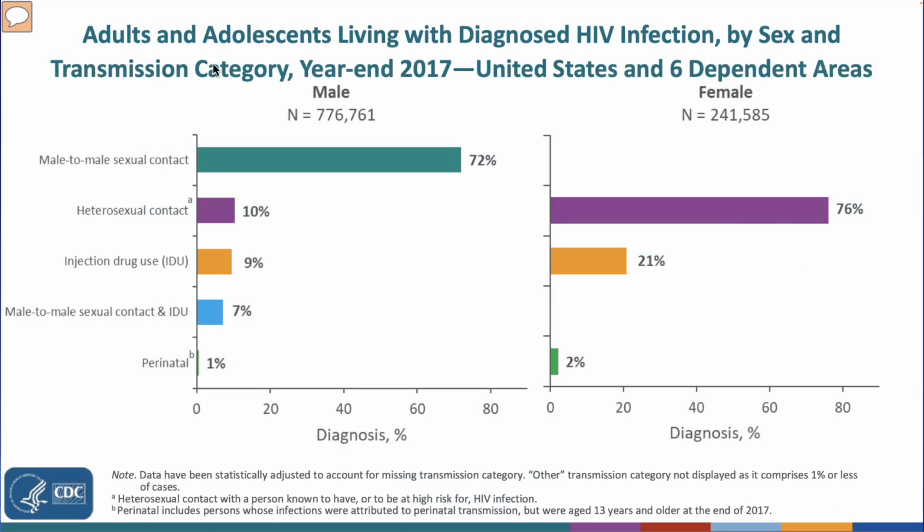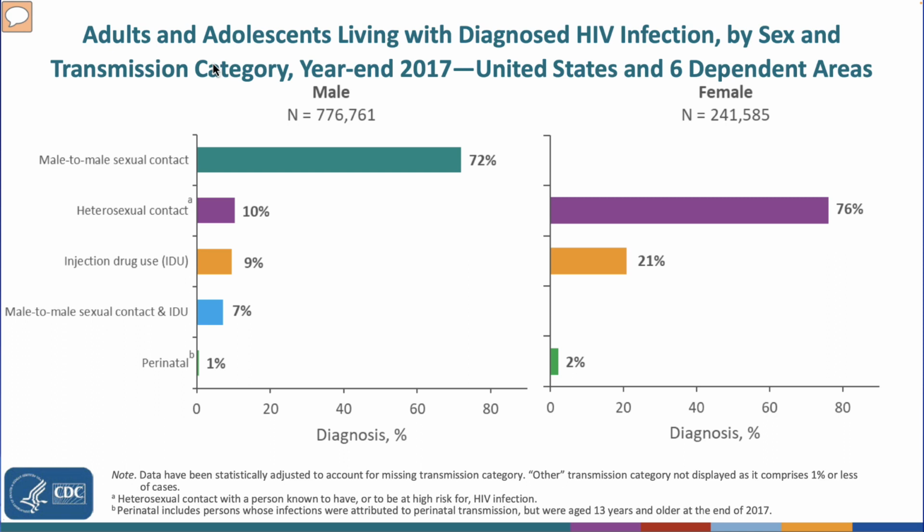And here's an example of why it's important to stratify by socio-demographic factors as well as risk factors. So you can see stratifying people here living with HIV by both sex and risk factor. If you look at males on the left, you can see that 70% of the HIV diagnoses were among men who have sex with men, followed by heterosexual contact and injecting drug use.